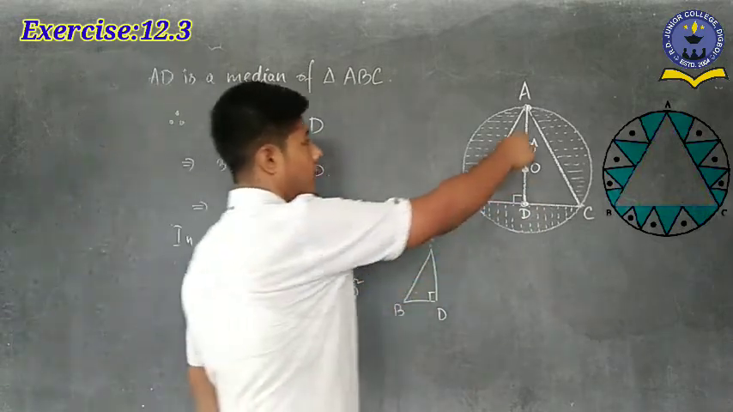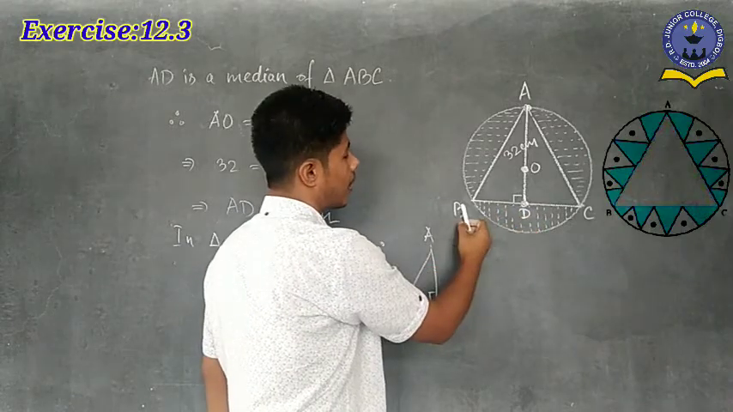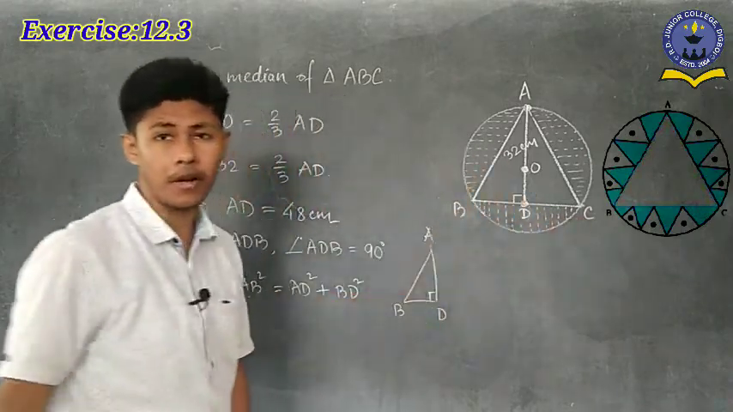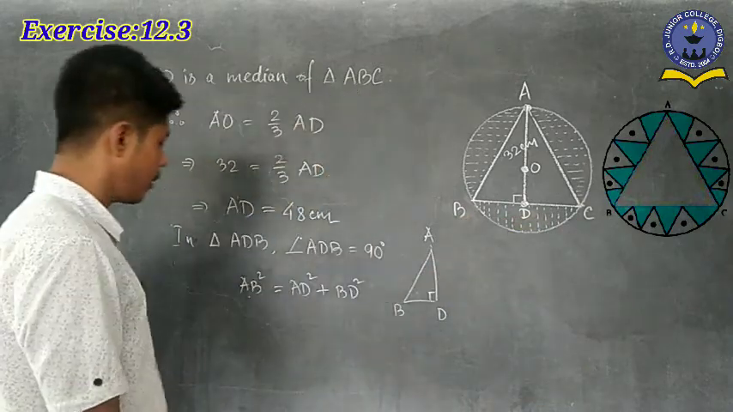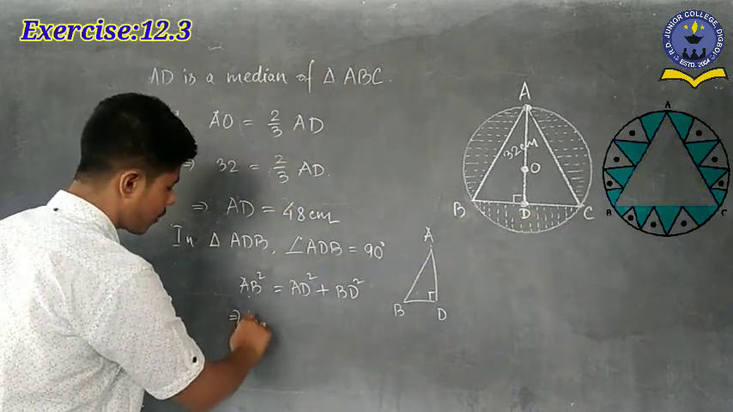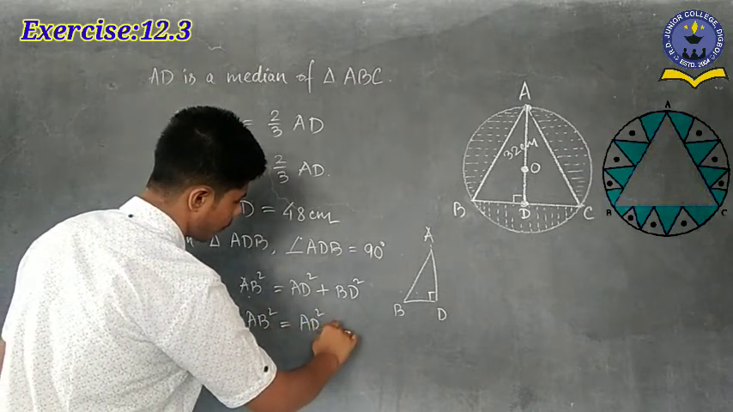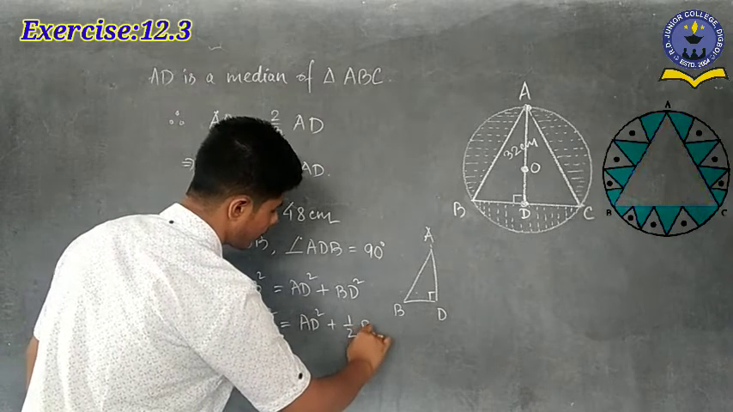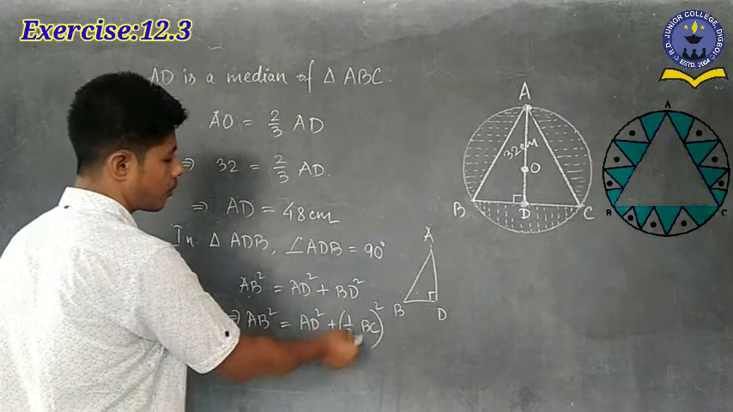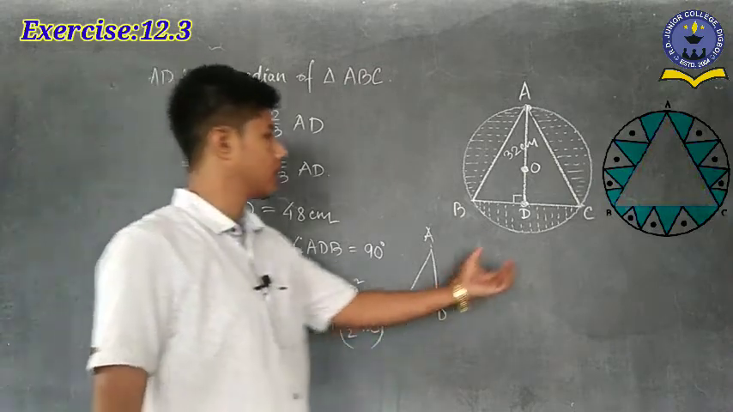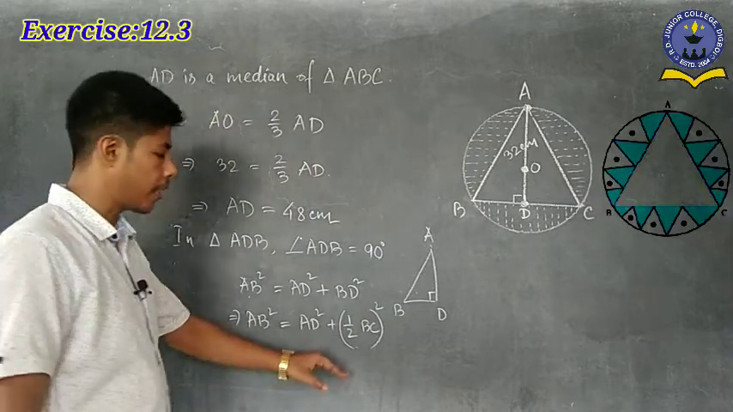Yes, because AD is a median, so D is the midpoint. If D is the midpoint, then the lengths of BD and CD are equal. So in place of BD we can write half of BC. So we write AB square equals AD square plus half of BC whole square. In place of BD we write half of BC. BC आधा तो की है BD है. Is it clear? Why do we write BC here?